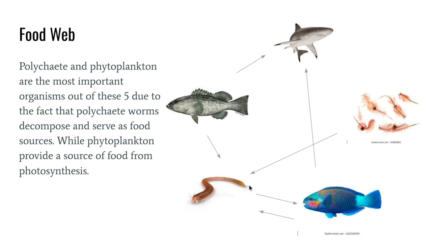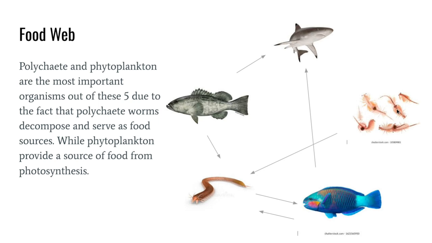The polychaete worms can decompose the black grouper, the parrotfish, and the phytoplankton. And the parrotfish and the polychaete worms are vice versa with each other. The worms can decompose the fish, and the fish can eat the worms. And then the autotrophs can be eaten by the worms.